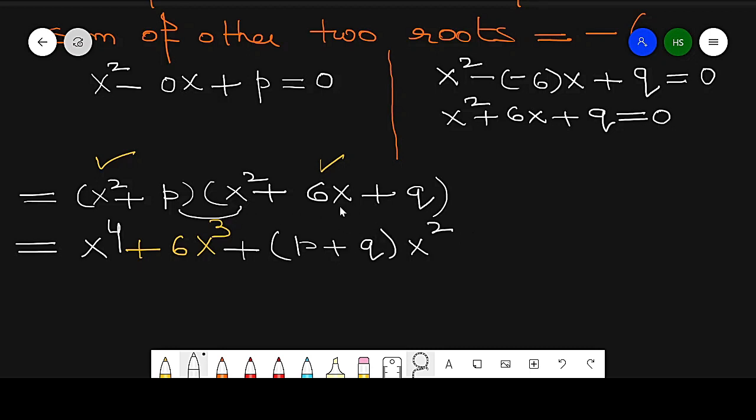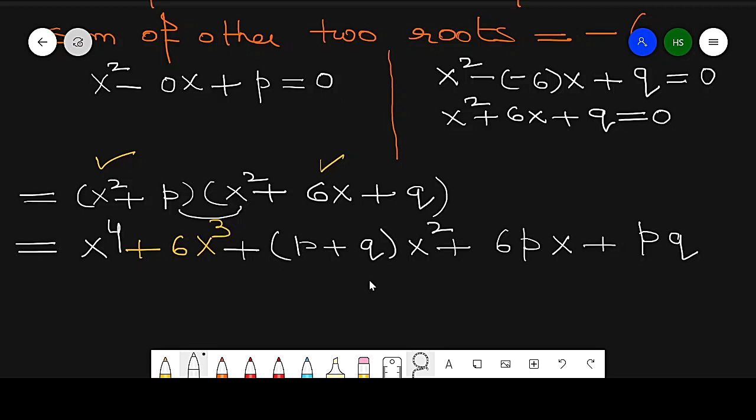Now after that the next term is x. When we multiply this by this, I get only 6px. Now the constant term is equal to p times q. So in this way we find x^4 + 6x^3 + (p + q)x^2 + 6px + pq, so this is our equation.